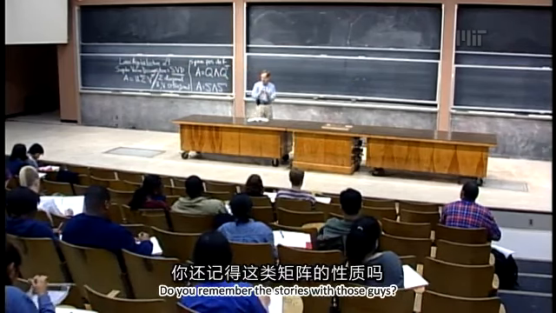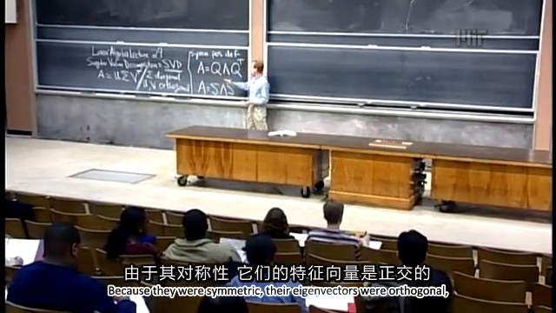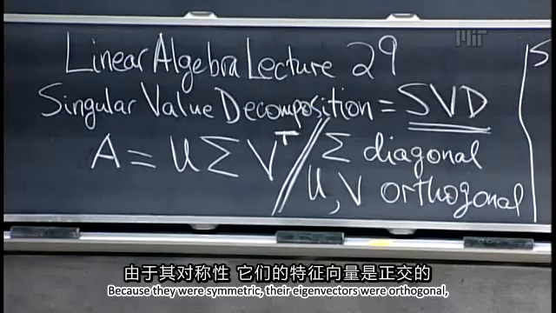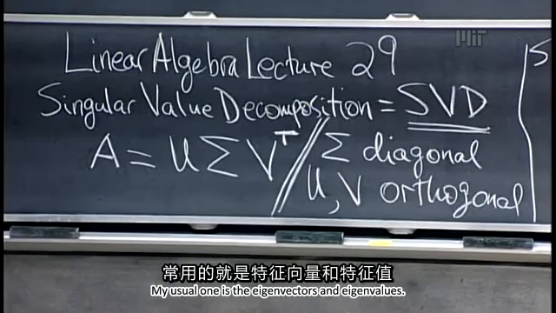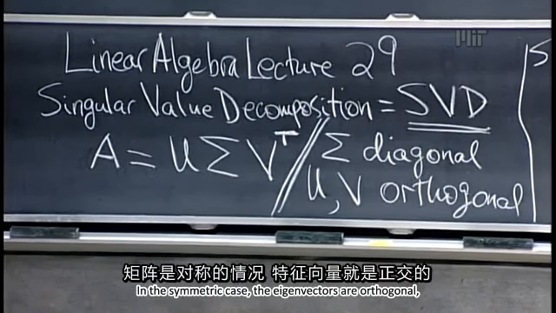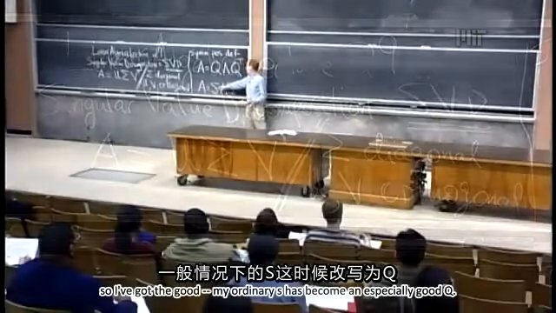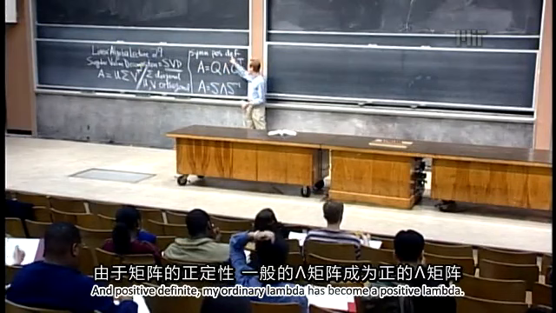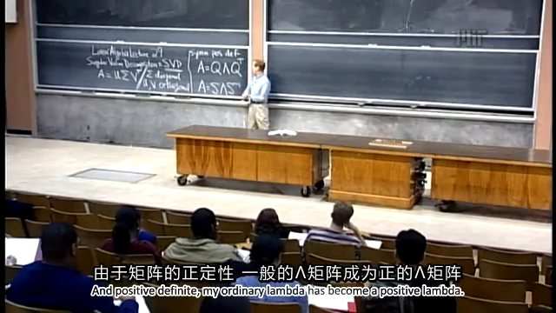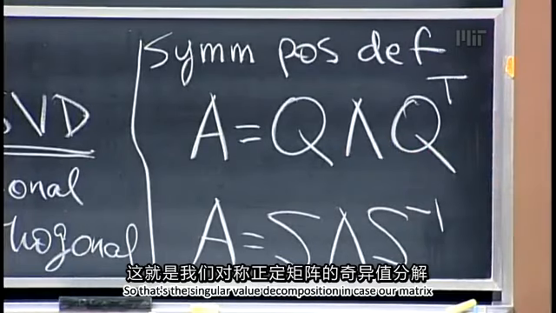Symmetric, positive, definite. Do you remember the story with those guys? Because they were symmetric, their eigenvectors were orthogonal, so I could produce an orthogonal matrix. This is my usual one. My usual one is the eigenvectors and eigenvalues. In the symmetric case, the eigenvectors are orthogonal, so my ordinary S has become an especially good Q, and positive definite, my ordinary lambda has become a positive lambda. So that's the singular value decomposition.